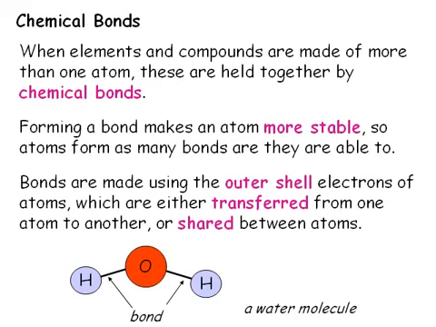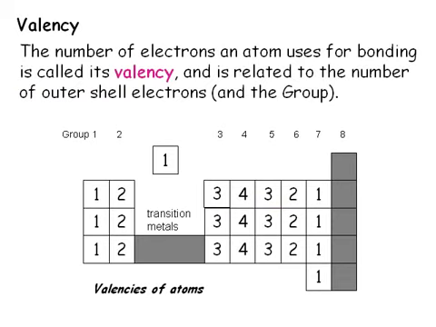The number of outer shell electrons an atom has limits the number of bonds it can form. This idea is called valency. The valency of an atom is the number of outer shell electrons the atom uses in forming bonds. We can see that this is reflected in the periodic table.